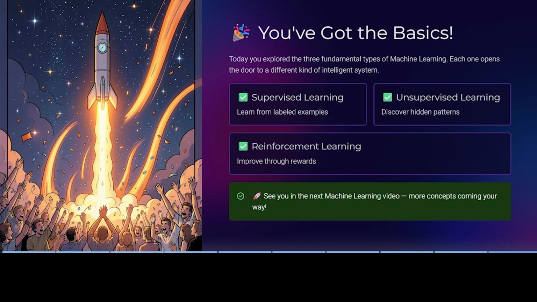I hope you all enjoyed this session. Also, I hope you understand these three types of machine learning, okay? Because this is a very important concept in machine learning, I will prepare a new session for this, okay?